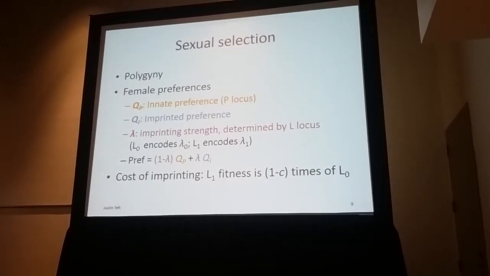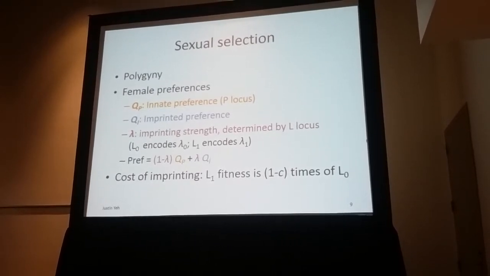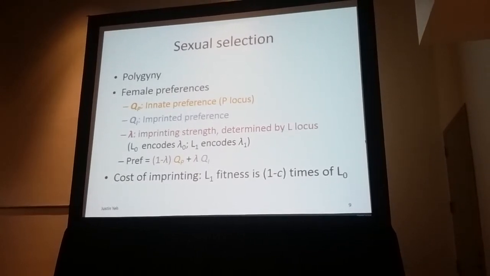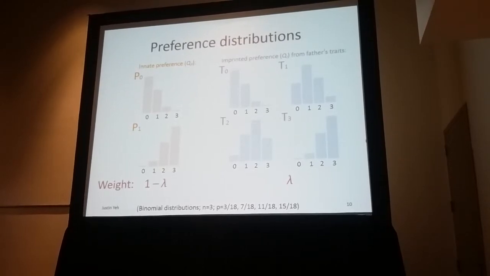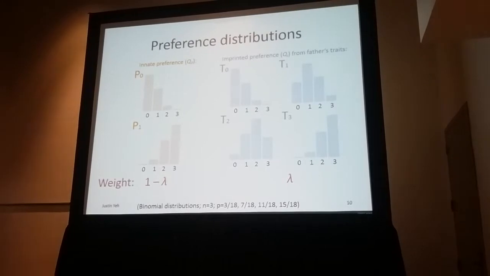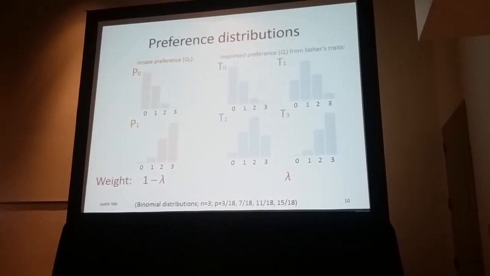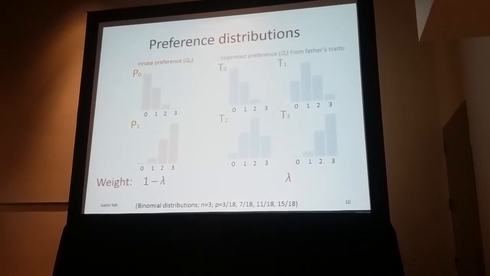As for the cost of imprinting, the way it is implemented is that whichever allele leads to stronger imprinting strength has its fitness reduced by a constant C. So these are the preference distributions. For example, if an individual carries the P0 allele, then the innate preference is skewed towards trait 0, and if carrying P1, then the innate preference is skewed towards trait 3.